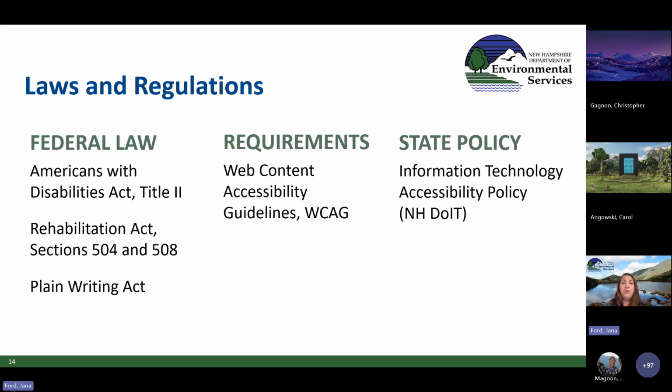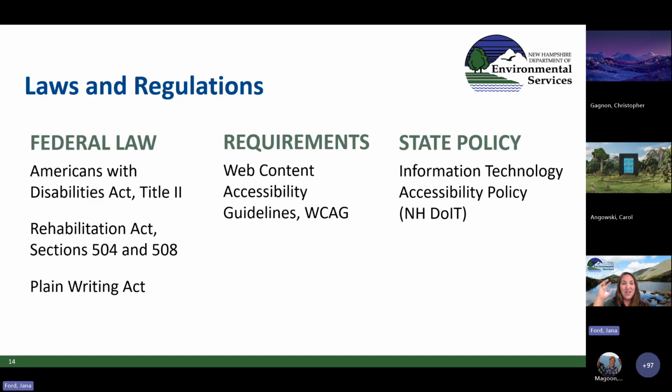These requirements are reinforced in the state of New Hampshire accessibility policy that applies to all state agencies. This policy specifically requires state agencies ensure that our IT solutions and digital communications are accessible to the public and employees by following these WCAG standards. And I'll just let you know right now that I'm going to be saying WCAG a lot in this training.